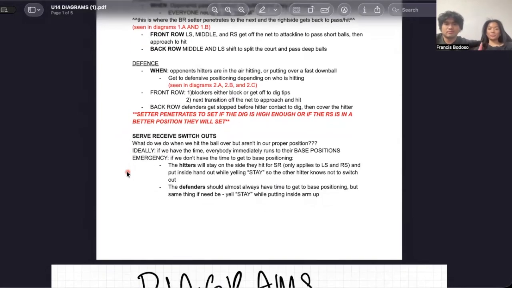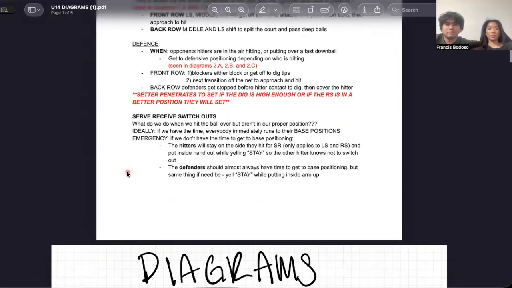Julio, yes. So ideally, you're going to be in whatever rotation you're in. There's actually only one rotation where serve receive affects us switching out. So I'm going to go to it really quick.